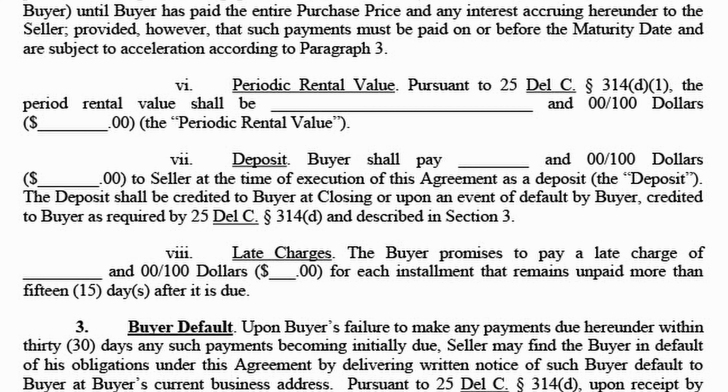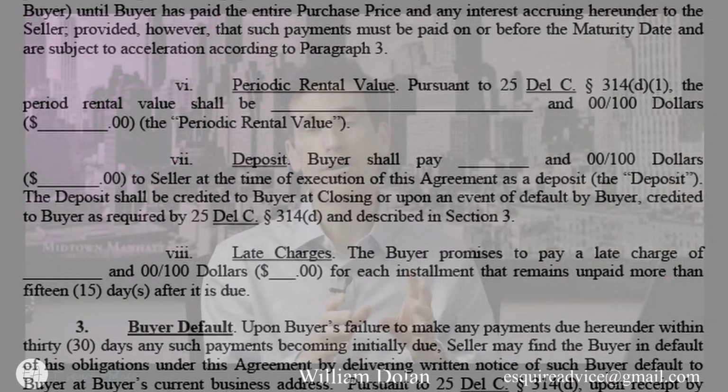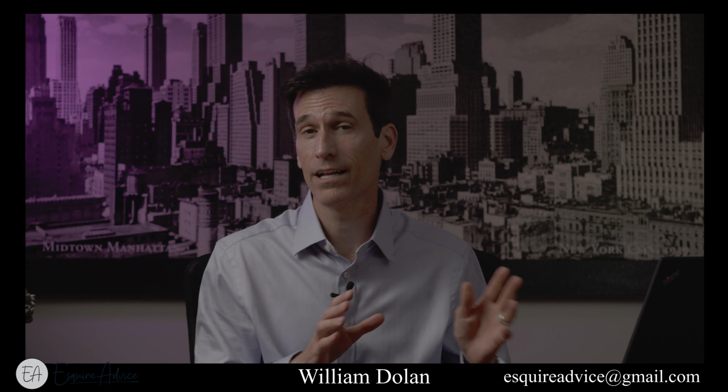So the deposit will be credited to the buyer at closing, which is the conveyance of the deed. Or if the matter converts, remember after the 120-day default, if it converts to a landlord-tenant matter, then there's a formula, and this deposit will become a part of that formula. And that's what this is describing. It's not an election. It's not something necessarily that I think is the best way to do it. It is what the code says has to be done.